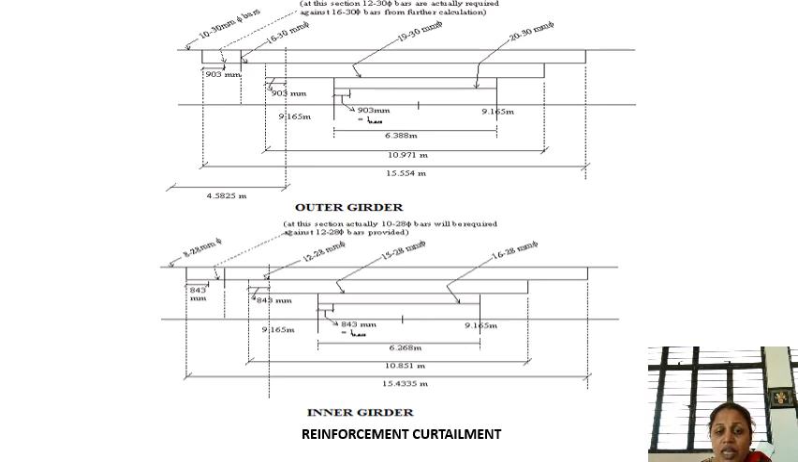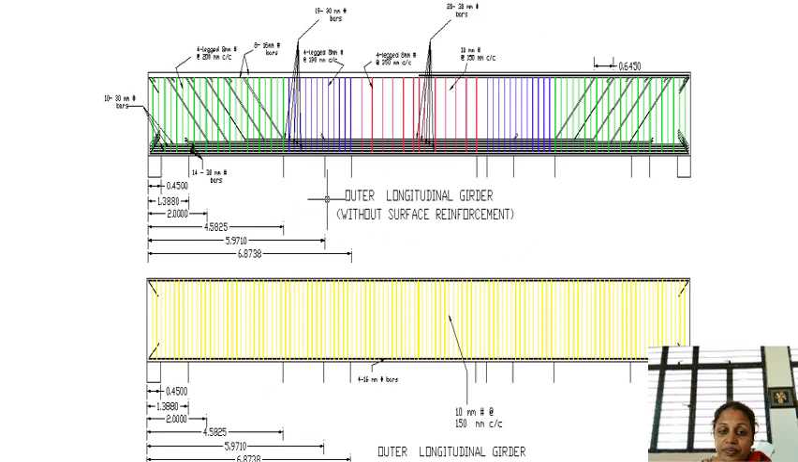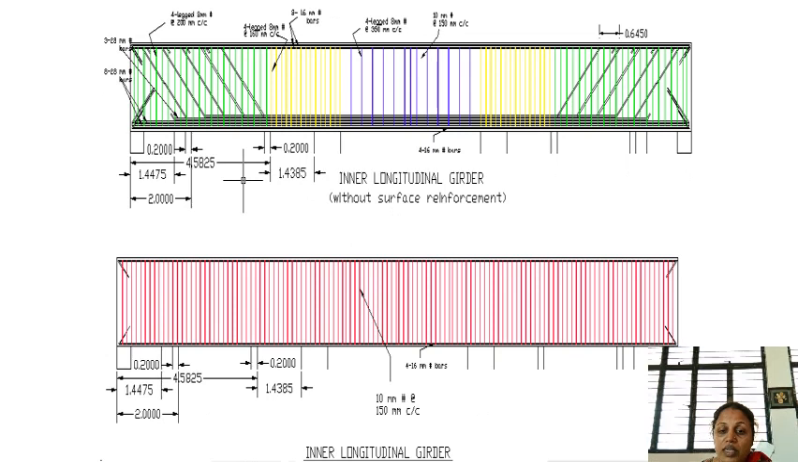This is also the same thing, how the reinforcement is curtailed. This is the inner longitudinal girder. You can see that the spacing at the edges, that is the stirrup spacing, that is the reinforcement for the shear, will be decreased at the edges, and the spacing between the stirrups will be increased at the center.